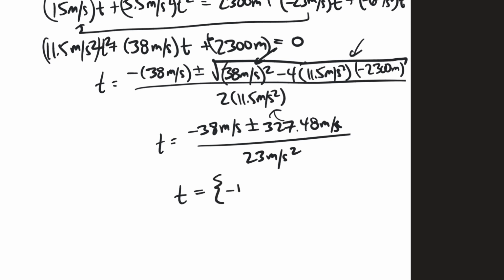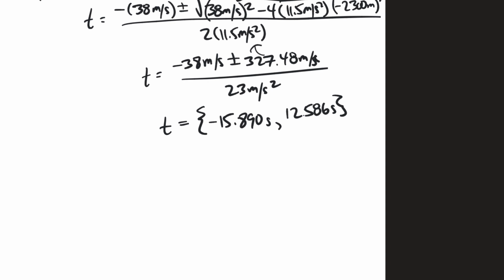Okay, negative 15.890 seconds and 12.586 seconds. Because I started this problem at t equals 0, it is the positive root that we want. So it's going to be 12.586 seconds.